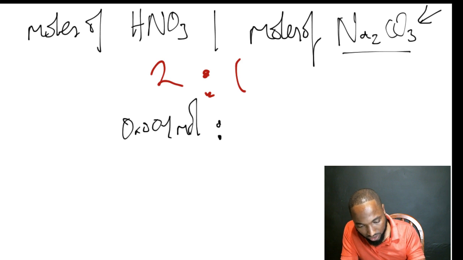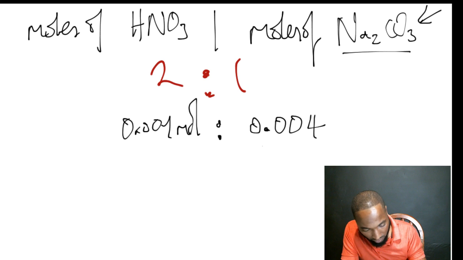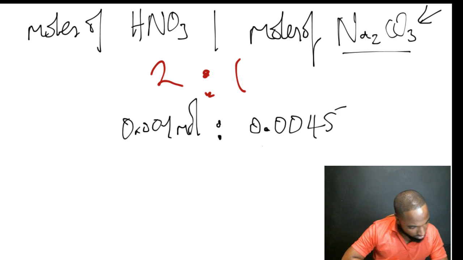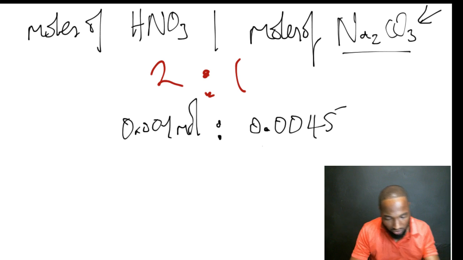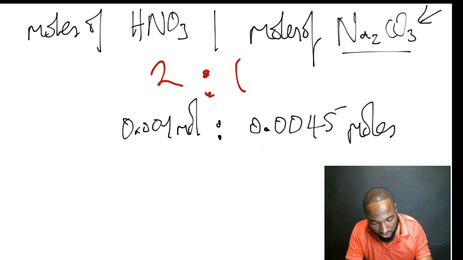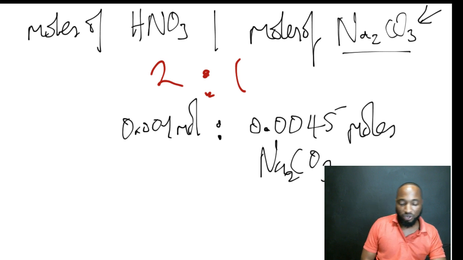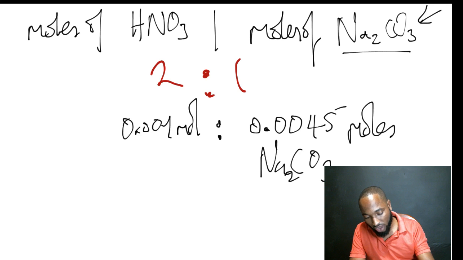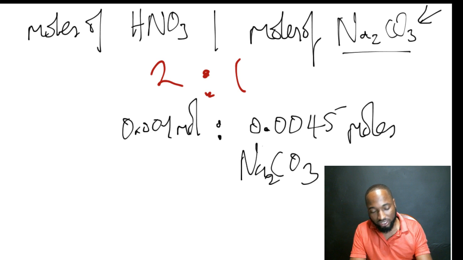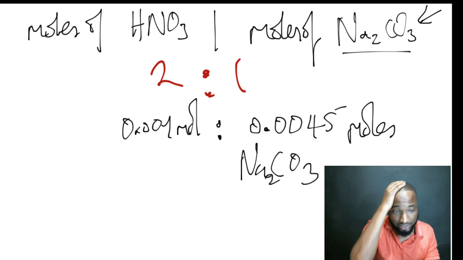2 to 1 would be equal to 0.0045. Yeah, 0.0045 moles of Na2CO3. Type in the chat if you understand up to here and the logic behind this.